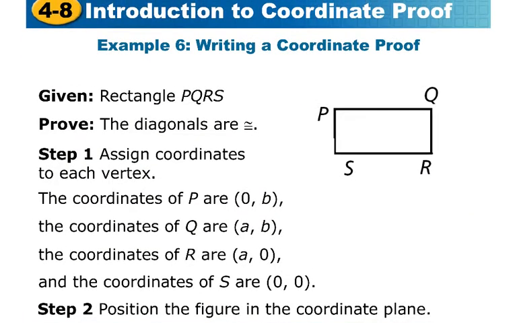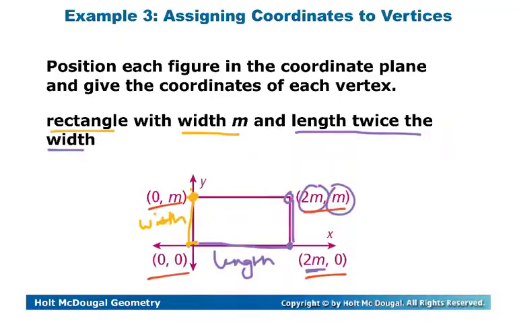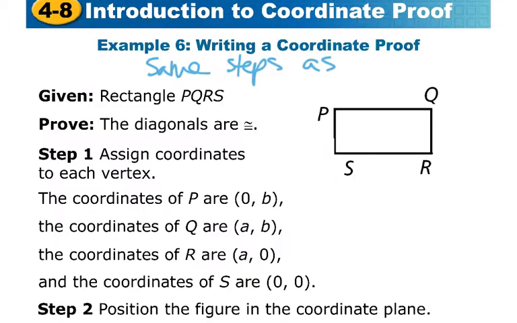So here we are with a coordinate proof. These are the same steps as our previous example, example 2. They're saying, guess what, there are diagonals of this rectangle, and the diagonals are congruent. In this case, it's not going to be a midpoint necessarily, but we are going to end up using a formula, in this case the distance formula, in order to say that the diagonals QS and PR are congruent.